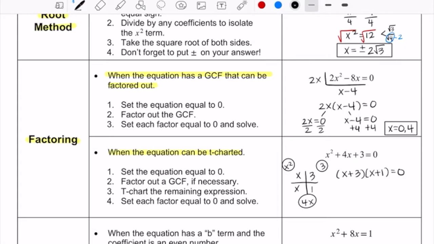I'll write my equation in factored form, and then I'll use the zero product property to set each factor equal to 0, and then I'll solve. And so for this one, my two solutions are x equals negative 3 and x equals negative 1.